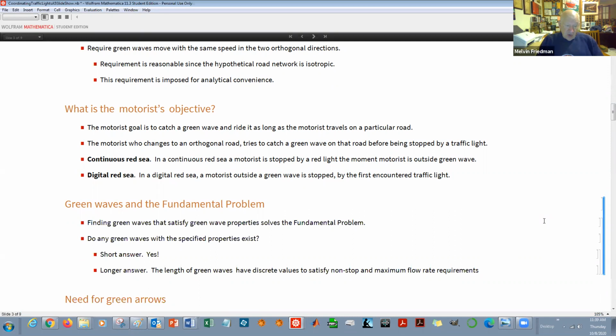And you can wonder, do any green waves with the specified properties exist? The short answer is yes. The longer answer is the length of the green waves have discrete values to satisfy nonstop and maximum flow rate requirements. In a subsequent paper, Dr. Mark and I are planning a paper called Introduction to Green Wave Theory.